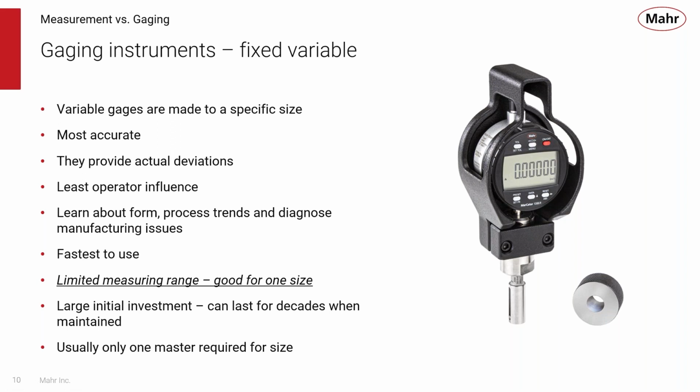Again, like the variable gauge, you can get actual deviations. They are the least prone to operator influence. And just like the variable gauge, you can learn about the form, and you can find processing trends and use it to diagnose manufacturing issues. They are also going to be fast, probably just as fast as a fixed gauge, and only good for one size. And again, just like the variable gauge, they're a large initial investment. They can usually last for a real long time when properly maintained.